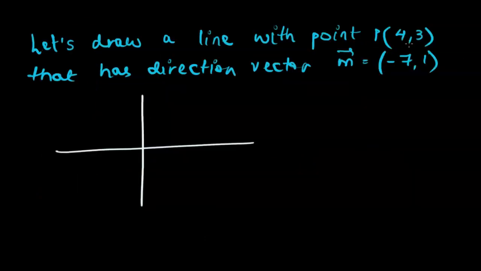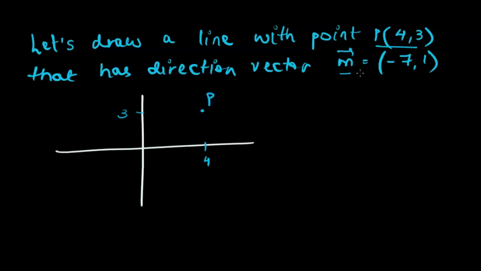of our choice for which we are writing the equation. Let's draw a line with given point P (4, 3) and a direction vector m equal to (-7, 1). How do we mark a point in Cartesian axes? The point is (4, 3), so the x value, let's say 4 is here, 3 is here, so the point is going to be here. So this is the point P.